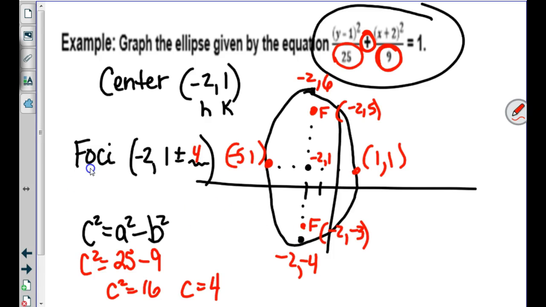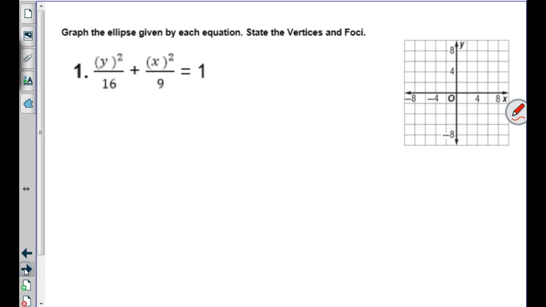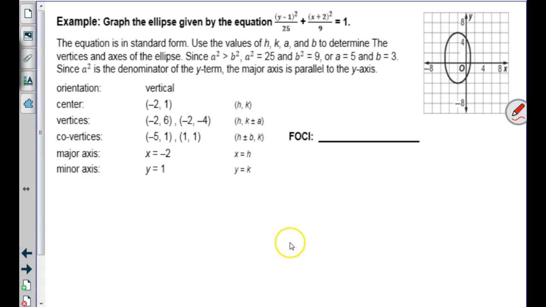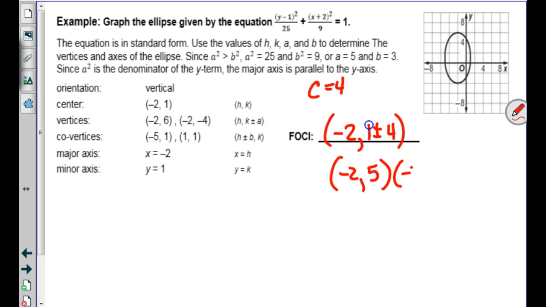All right, so that was a nice, easy one. Walked you through it. Let's try. Uh-oh, were we supposed to write that down here? What did we figure out? C was 4, so it wound up at negative 2, comma 1 plus or minus 4, which was negative 2, 5, and negative 2, negative 3. Everybody good?